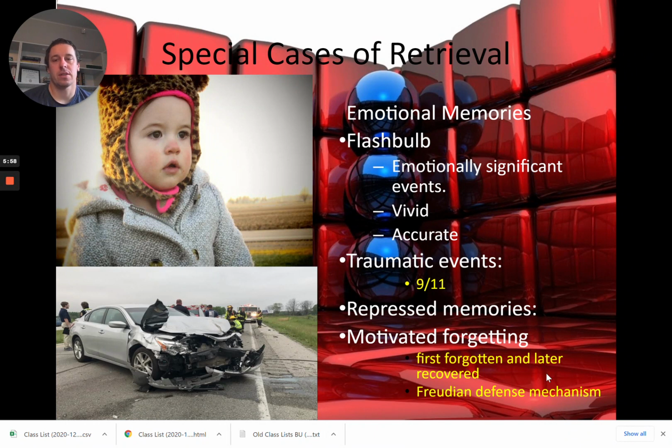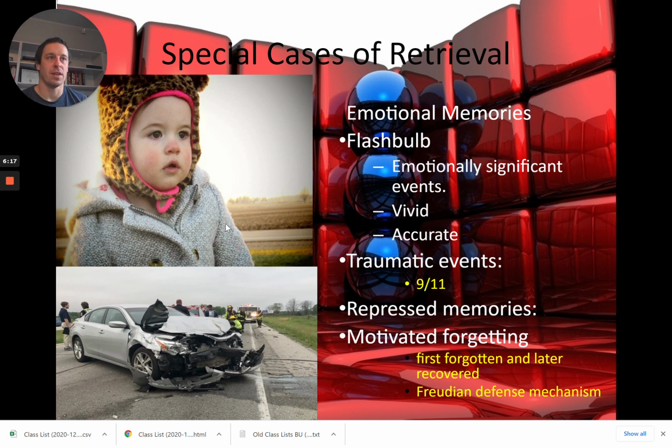Another type of memory that's out there is called an emotional memory, a flashbulb memory. These are emotionally significant events. They're vivid, they're accurate. They're things that are stuck in your head forever. So this is my daughter, age 1. I remember exactly where we were when we took this picture. It's one of those things that you just don't forget.